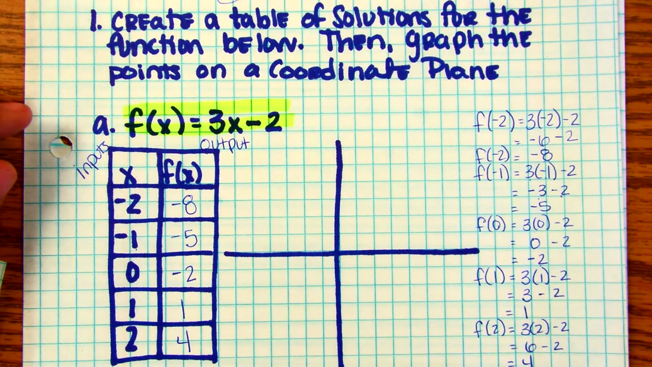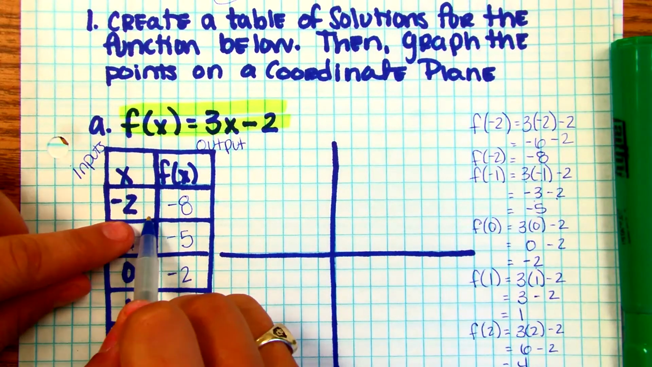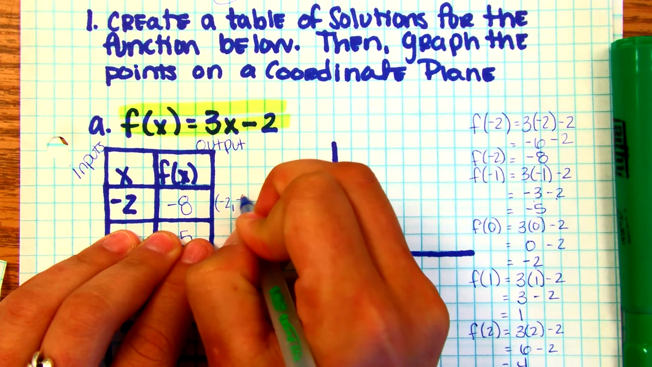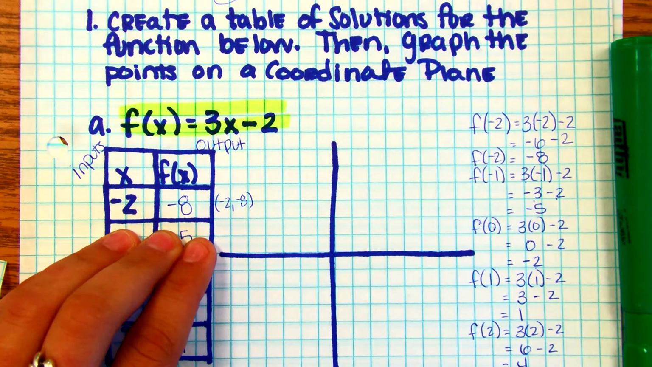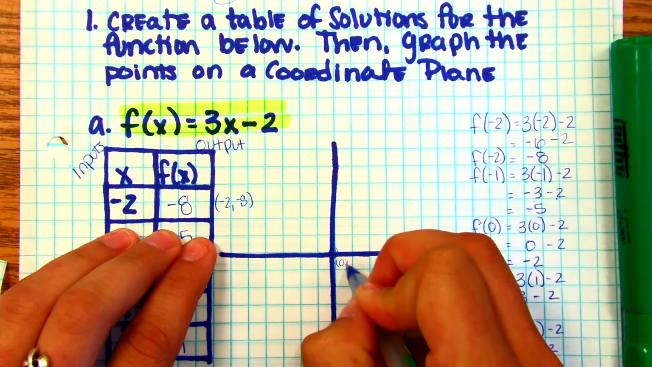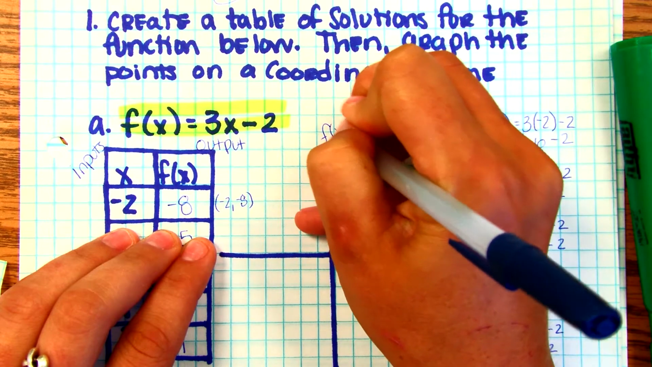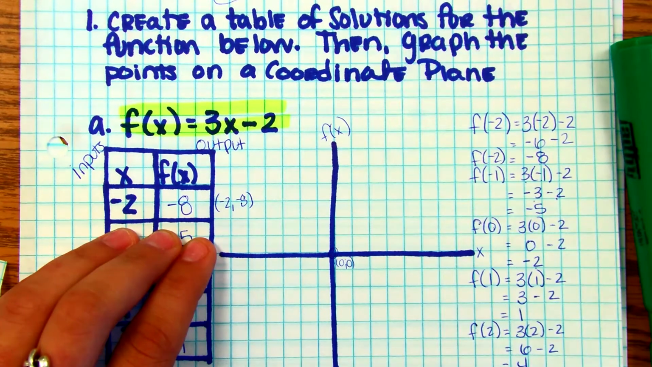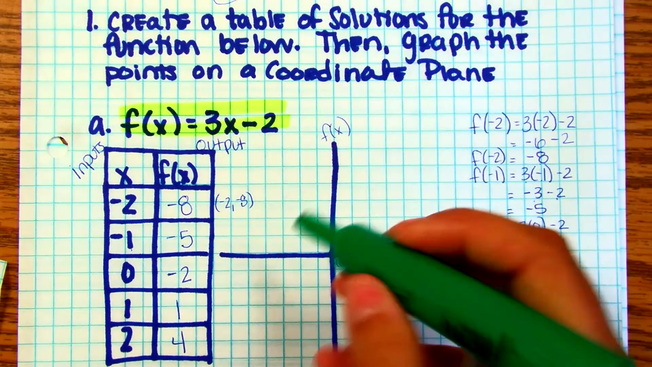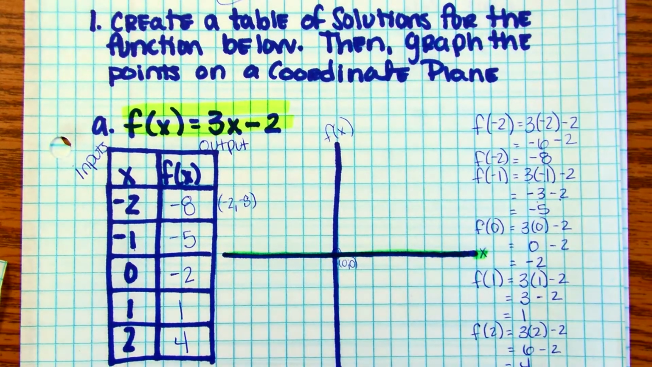So now we're going to graph these points. This is a coordinate, just focusing on the first one: -2, -8. So here is our origin. This is the point 0, 0. This is my x-axis, and this is my f of x, or y-axis. I'm going to highlight the x-axis in green just to start, and the y-axis in pink.